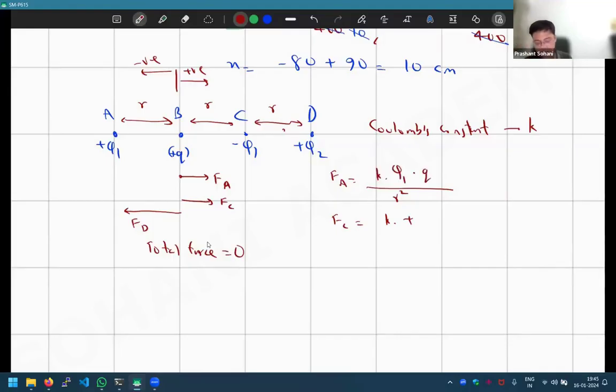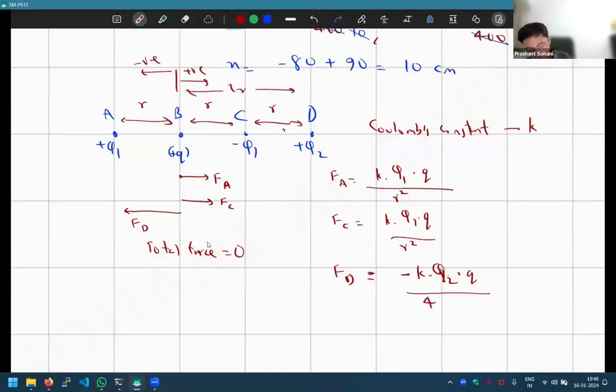So this is FA. Then if you think about it, FC will have the same magnitude as FA because the charges are exactly the same, right? Only the sign has flipped. So FC will also be k Q1 into Q upon r square. And FD will be, only FD will be negative, right? So FD will be minus of k into magnitude of the charges, so Q2 into Q. Now, but the distance is 2r. Keep that in mind. So the distance is twice as far. So the denominator will be 4r square, right? 2r bracket square.